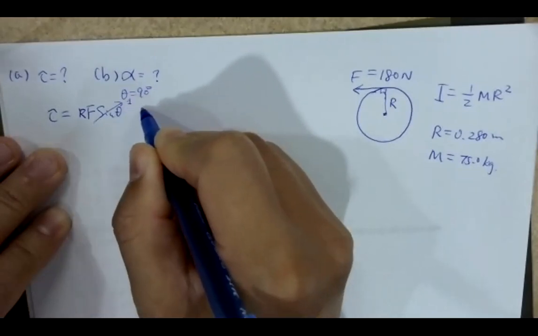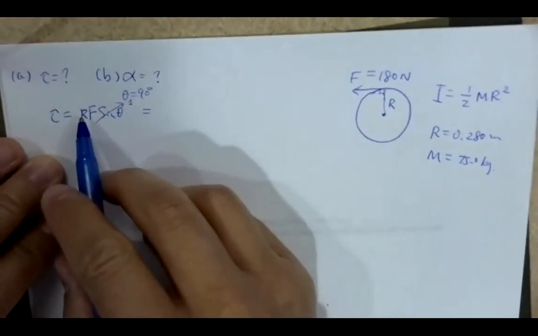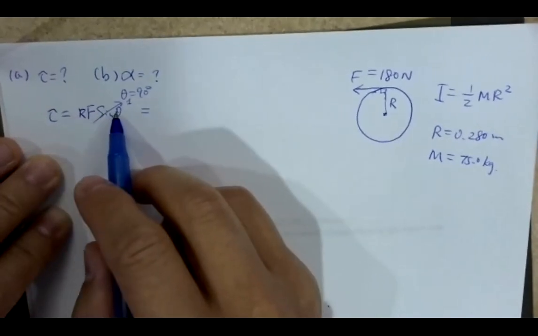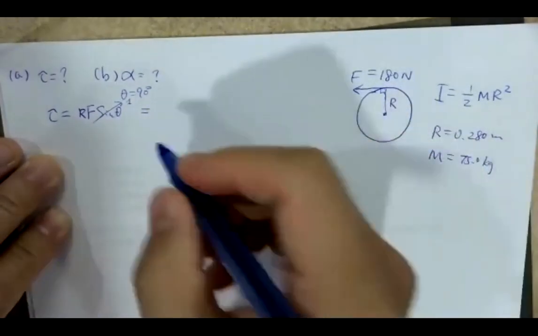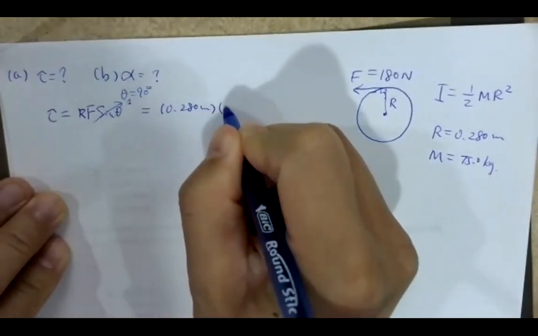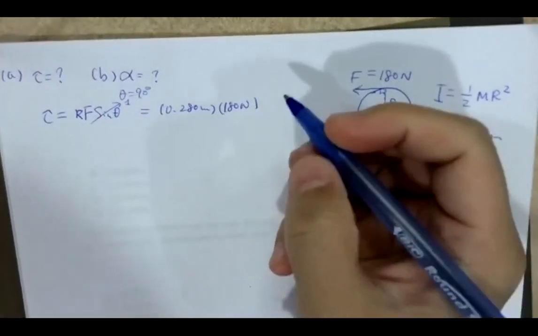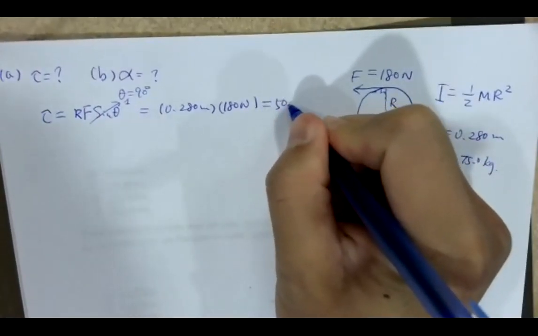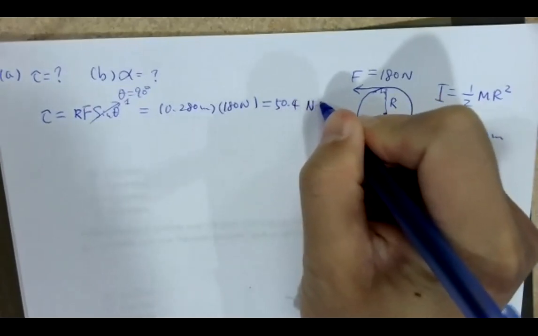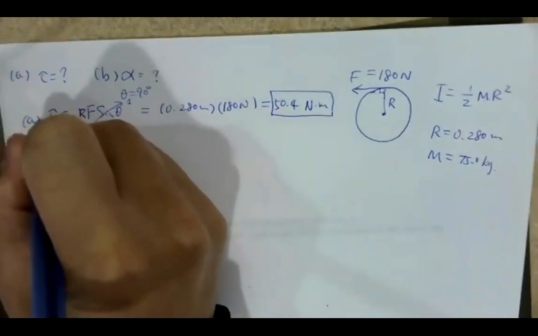So this is 1. But just to remind you guys, the general expression is R F sine theta, where theta is the angle between F and R, okay? So then this is 0.280 meters times the F, 180 newtons. I think it's kind of straightforward over here. So this is equal to 50.4 newton meters. So that's part A.